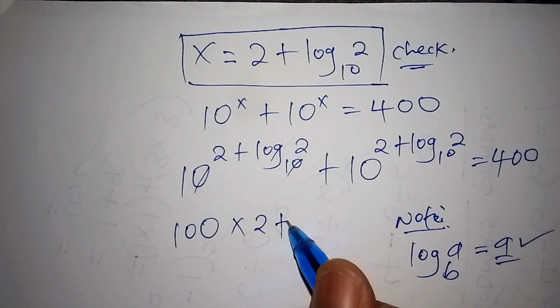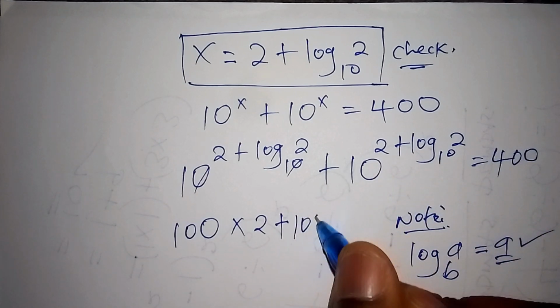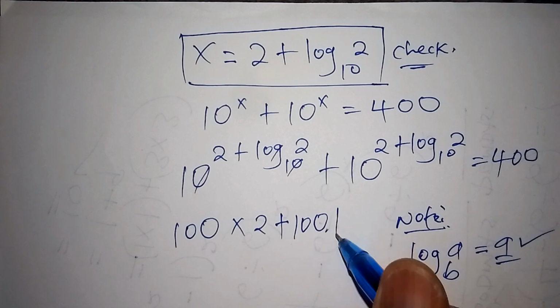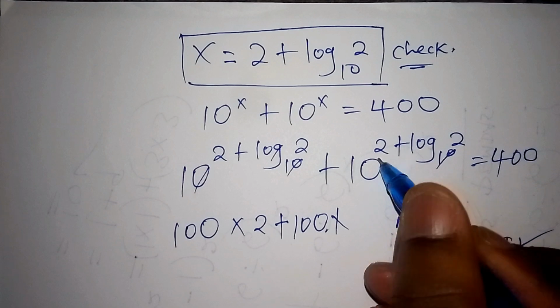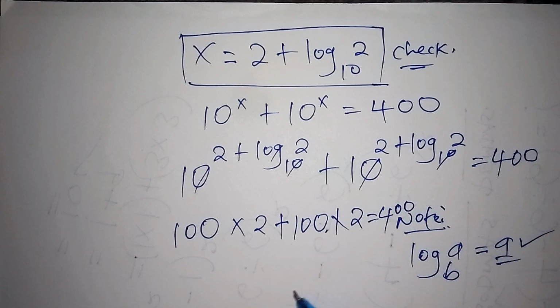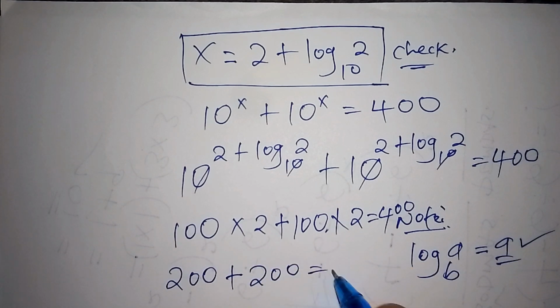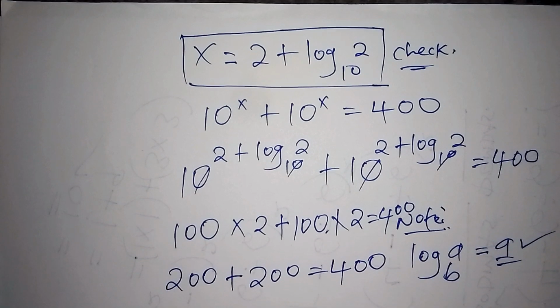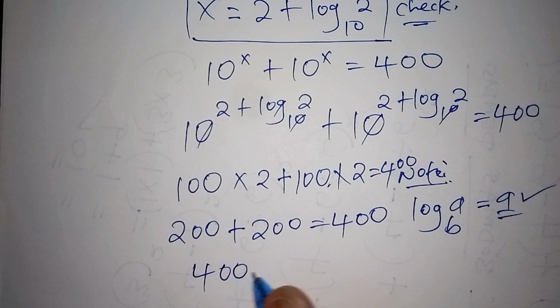So plus, here also 10 multiplied by 10 is 100, because 10 to the power 2 is 100. Then here we shall have the multiplication sign. So the 10 and 10 shall cancel, and now we shall have times 2 is equal to 400. So 100 times 2 is 200, then plus also 100 times 2 is 200, should be equal to 400. So in this case, 200 plus 200 is 400. So it means that 400 is equal to 400.